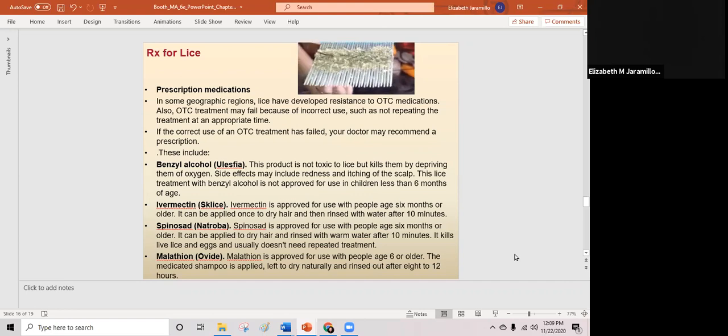Spinosad is approved for the use of people aged 6 months or older, and it can be applied to dry hair and rinsed with warm water after 10 minutes. It kills live lice and eggs and usually doesn't need repeated treatment.